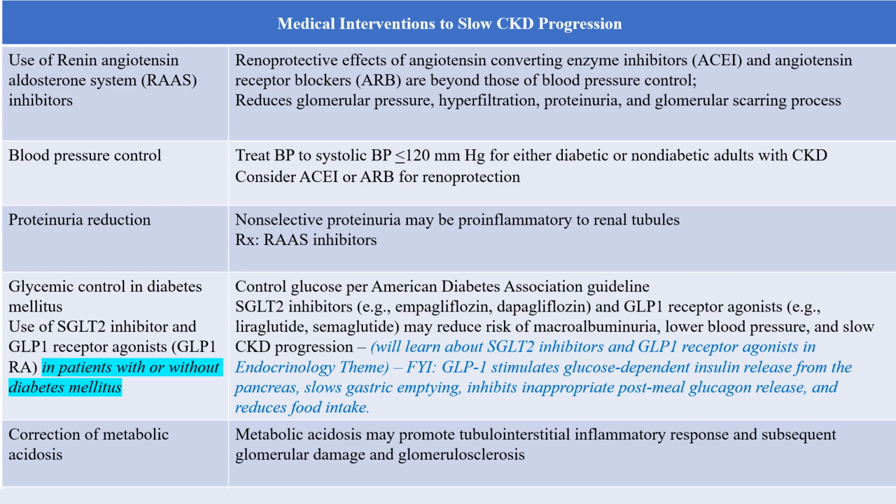Correction of metabolic acidosis. Metabolic acidosis generally occurs when the GFR falls below 30. Metabolic acidosis is associated with increased muscle breakdown and bone lysis and accelerated CKD progression. Alkalinization with oral sodium bicarbonate to maintain serum bicarbonate closer to 24 millimoles per liter is recommended.